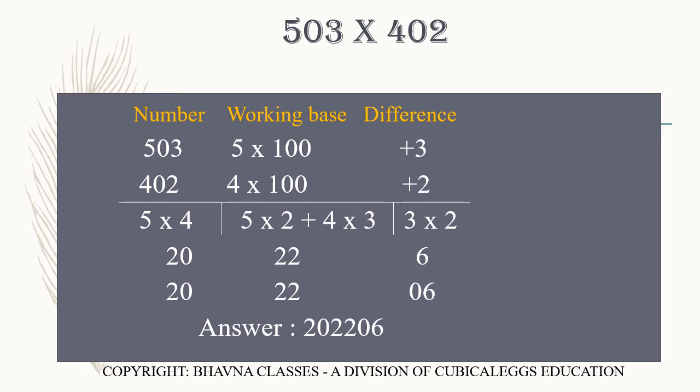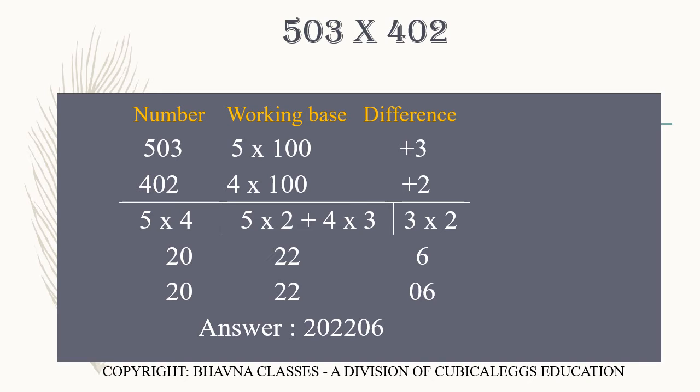For this, 503 is close to 500 and 402 is close to 400. So we have to take a different working base here, which is 500 for 503 and 400 for 402. For our convenience, I have written 500 as 5 into 100 and 400 as 4 into 100, where 100 is the base. Okay, the base should be the same. The working base is different in this part.